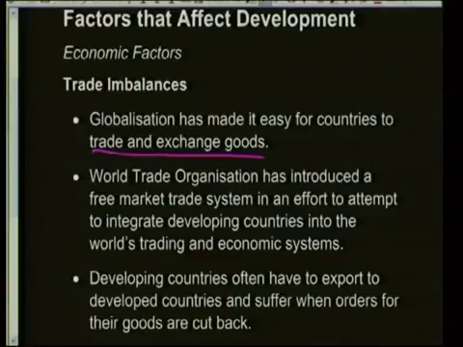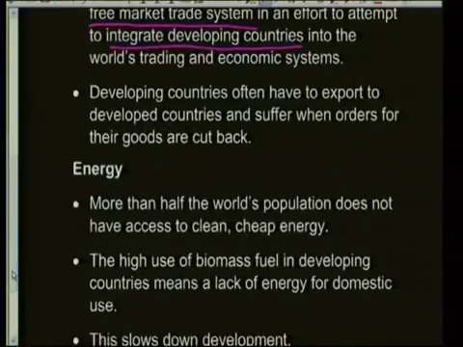Okay. World Trade Organizations has introduced a free market trade system in an effort to attempt to integrate developing countries into the world's trading and economic systems, which means basically that any country can trade with another country and it's at no cost to the country. All right? Developing countries often have to export to developed countries and suffer when their orders are cut back.